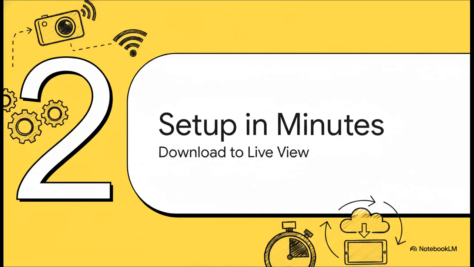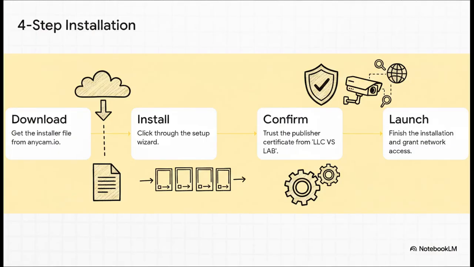Now, when you hear professional-grade software, your mind might immediately jump to a complicated, frustrating setup. AnyCam says that's just not the case here. So let's see how fast you can really get from downloading the thing to seeing a live camera feed. And honestly, it really is this straightforward. You download the file, you click through a totally standard installation wizard. You tell it you trust the publisher, and that is basically it. A few clicks, and the software is on your machine, ready to start finding your cameras.